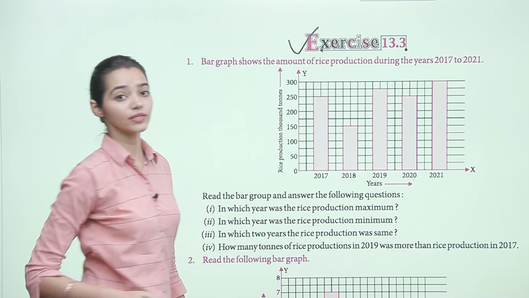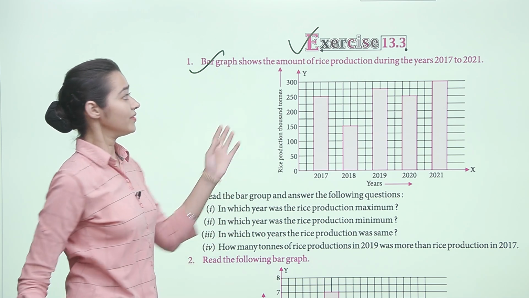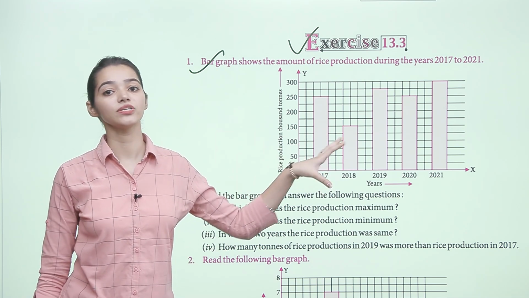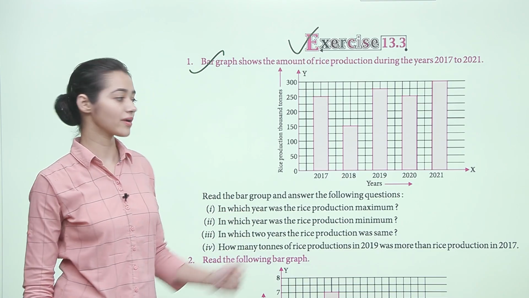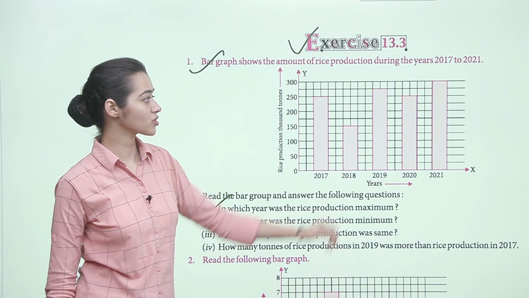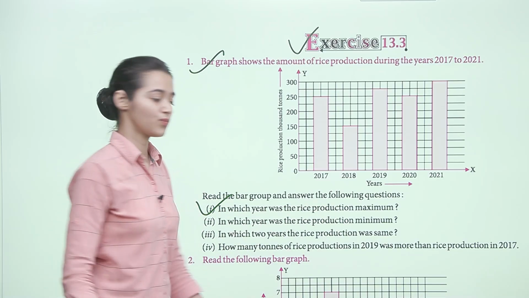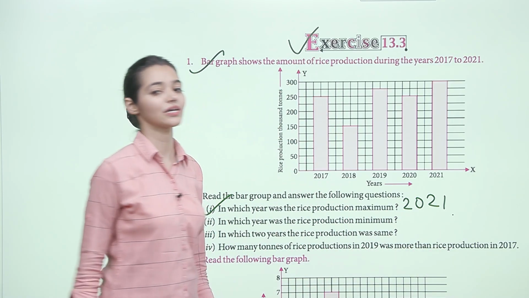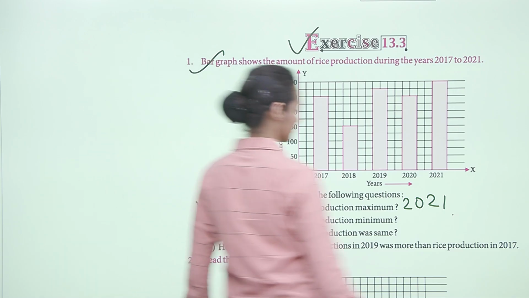Now let's start with exercise 13.3. In the first one, we are given a bar graph which shows the amount of rice production during the years 2017 to 2021. Here we have to read the bar graph and answer the following questions. Now the first one says, in which year was the rice production maximum? Which year? Very good, that is 2021. That's how you can complete the remaining parts.